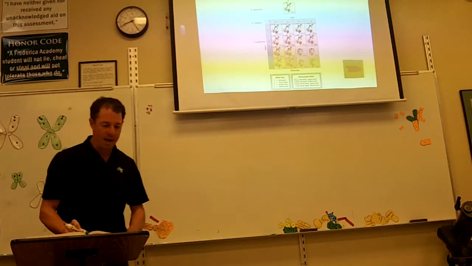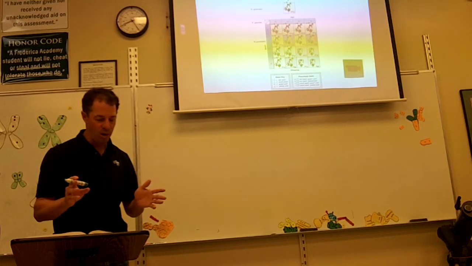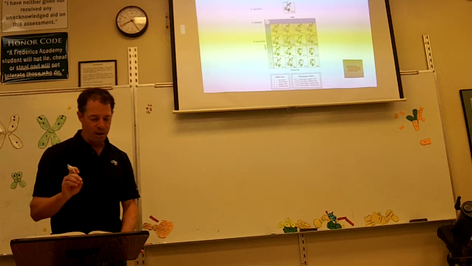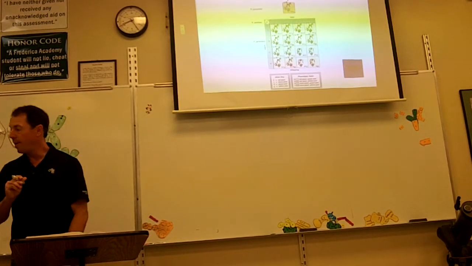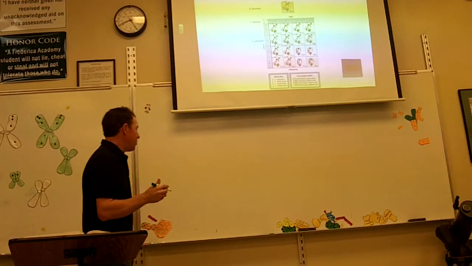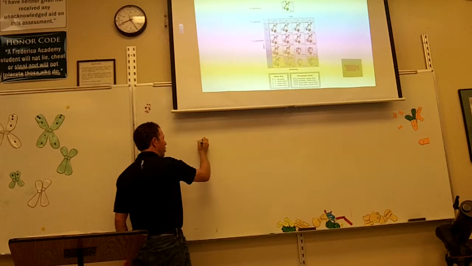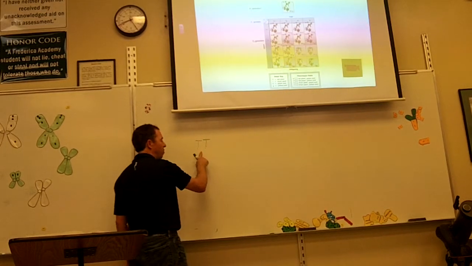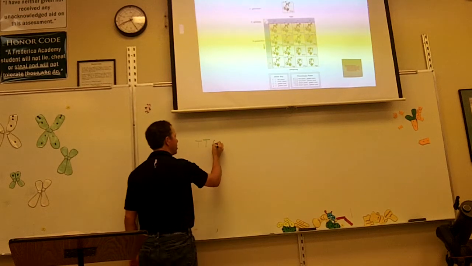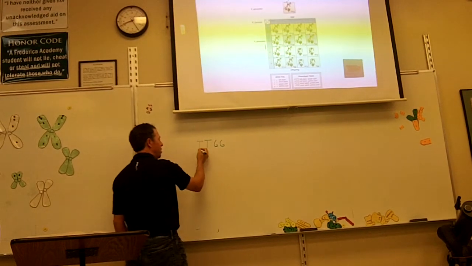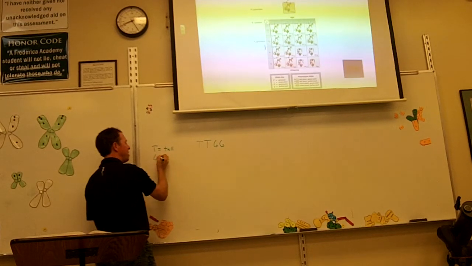On page 198, they show a cross that's a little bit more involved than the ones we've been doing. Basically, Mendel took a true breeding tall plant with green pods. So big T means tall, and big G means green.